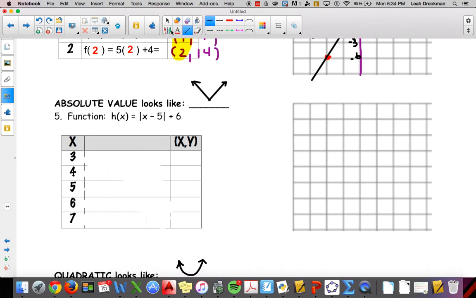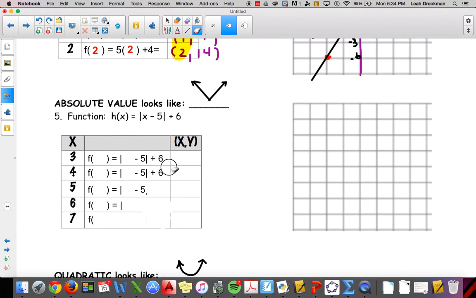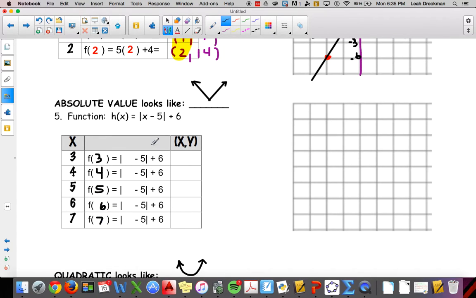All right. We haven't graphed any absolute values this year, but absolute values will always look like a V when you get done graphing. And so we're going to play the same game here. We're just going to insert different x values into the function, and then we're going to simplify and see what we come up with. So I just kind of chose some numbers here. You don't have to worry about choosing the numbers appropriately. We'll deal with that later in the year. But for now, I'm just going to insert each of these x values into the function.